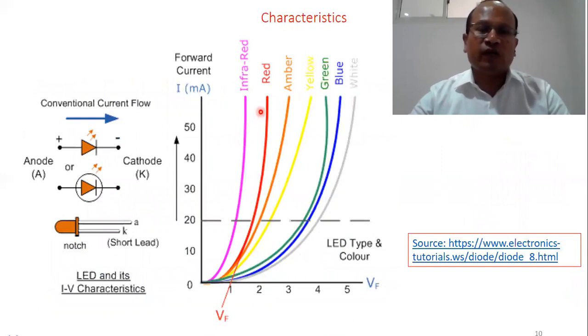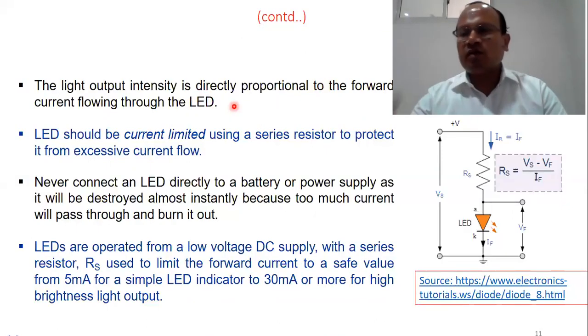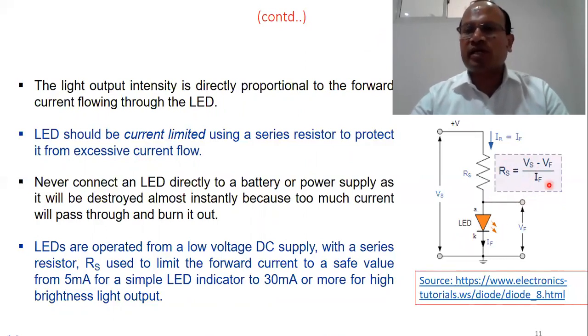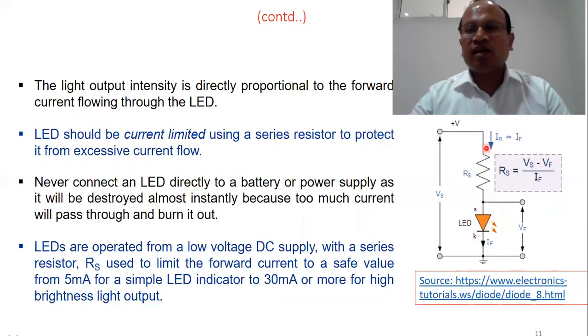The light output, whether it is red, amber, yellow or green, depends on the amount of current also. Forward current determines the color component. Therefore, the output intensity or the wavelength of light is directly proportional to the forward current. The LED should be current limited using a series resistor. More is the current, lesser will be the resistance. Less is the current, more will be the resistance. It means less current enters the LED when the resistance is more, and more current enters the LED when the resistance is less.